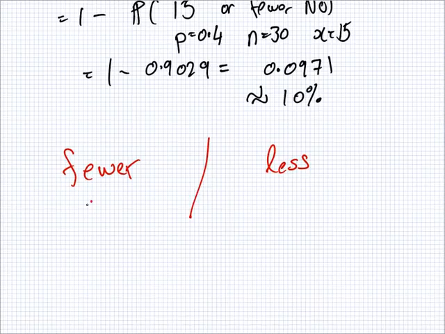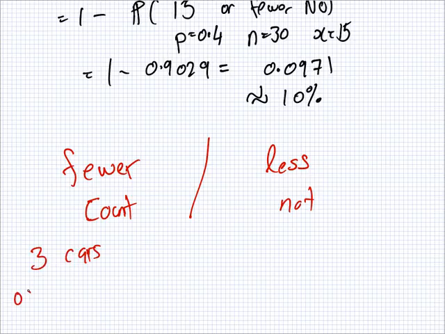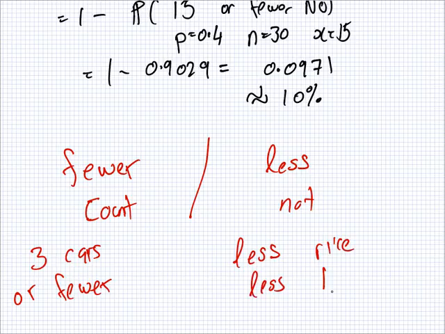Yeah, fewer is when it's countable, and less is when it's not countable. So you could have like 3 cars or fewer. But you would have like, I don't know, less rice, less hair. Now I don't care about that, and most people speaking English don't care about that. So if you say fewer or less, I don't really care. But your English teacher might, okay?